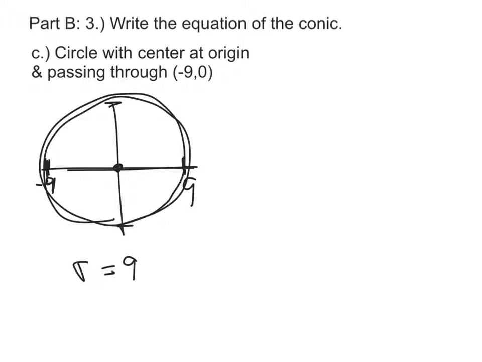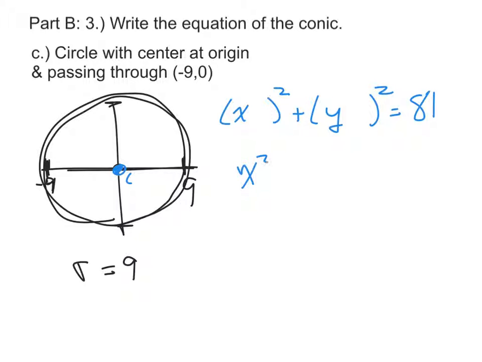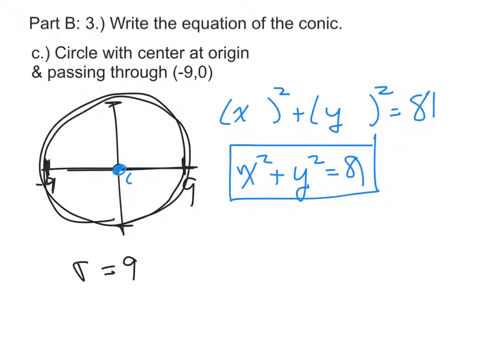So we'll go ahead and grab the form for the equation of the circle, which is the x's squared plus the y's squared equal to the radius squared. We just said the radius is 9, so when we square that, we'll get 81. The x's and y's come from the center, but that center is at the origin at 0, 0, so it'll be x minus 0 and y minus 0. And when we clean that up, we'll just say x squared plus y squared is equal to 81. And there's our equation.